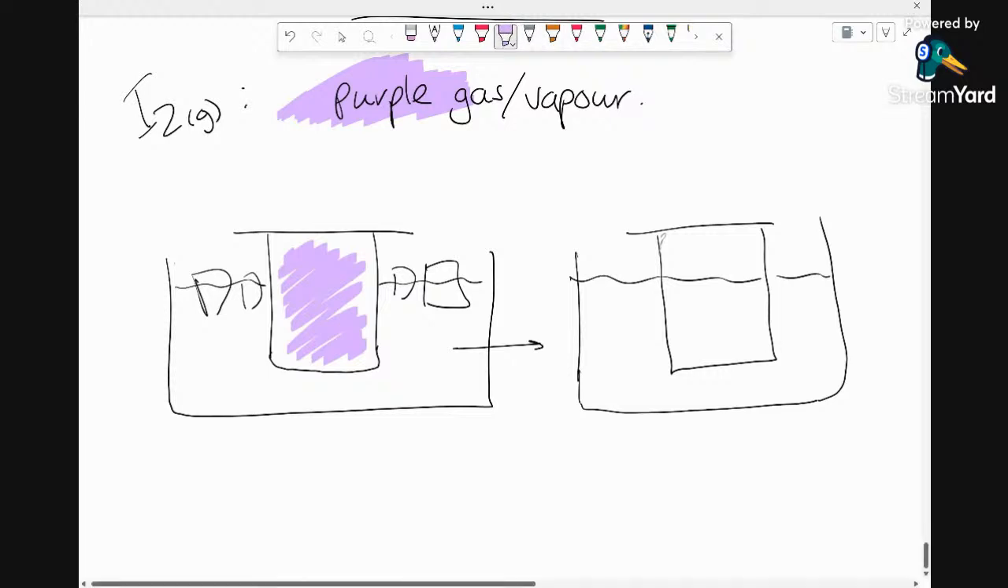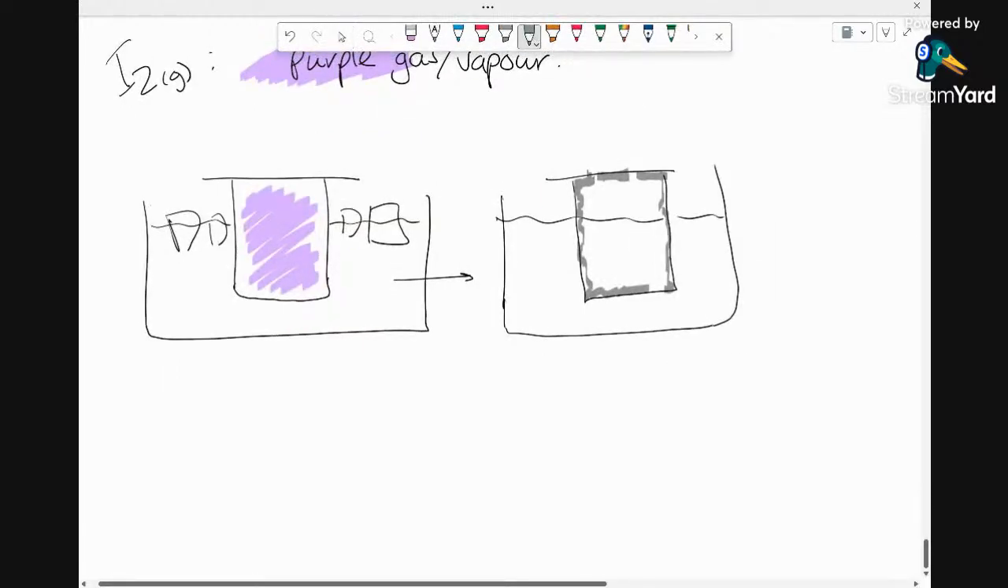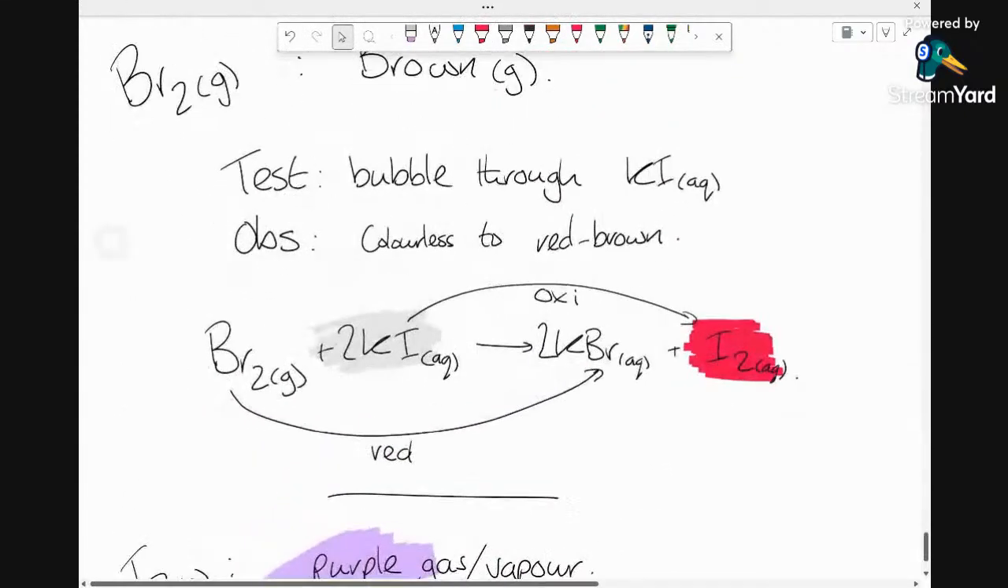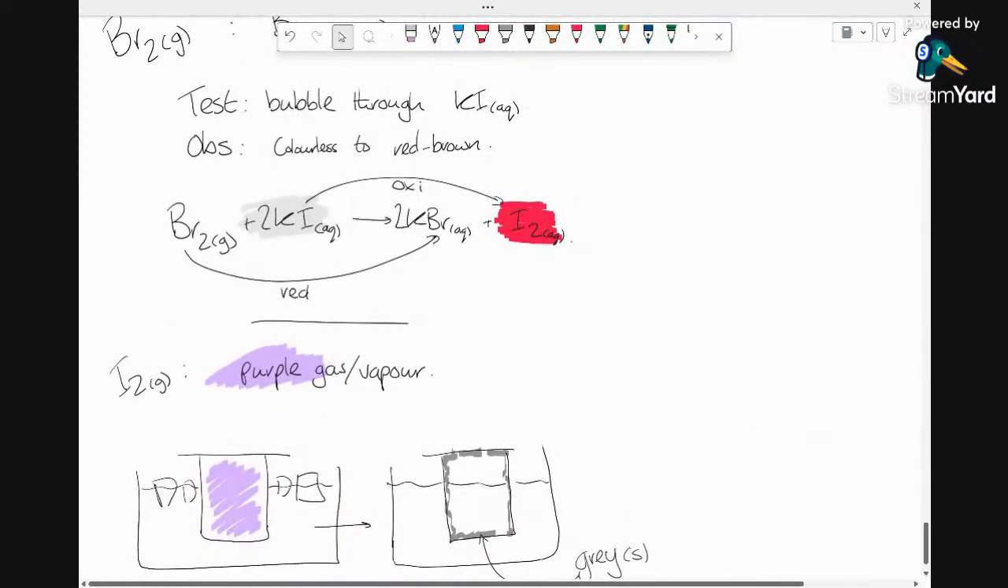Gray crystals on the beaker, all over it equally. You form gray crystals. This is iodine as a solid. Gray solid, brown in aqueous. You form a gray solid of iodine solid. Gray solid, I2 solid, not gas, solid. You can't displace it the way that you do with bromine because iodine gas wouldn't displace anybody because it's less reactive than all of them. For bromine, you have to use KI because iodine's the only one that's less reactive.